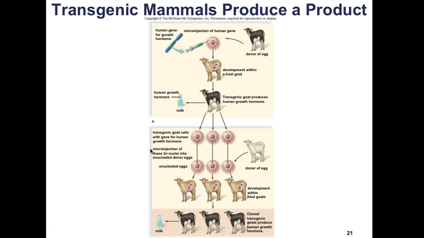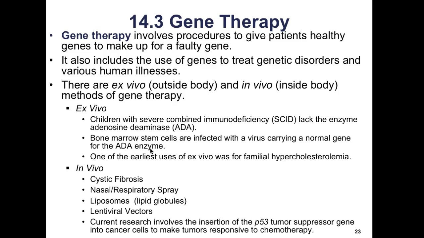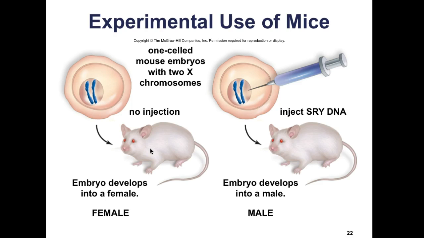So here you could see the transgenic mammal produced. This is actually using the goat, a human goat. The egg is coming from a goat, and you're looking at the injection of the human growth hormone. Here you could see the differences in the experimental uses of mice. And we will end there for today.